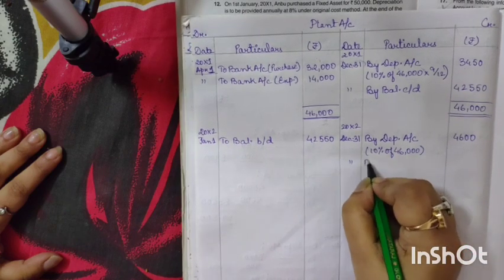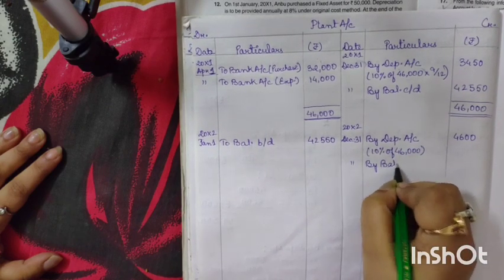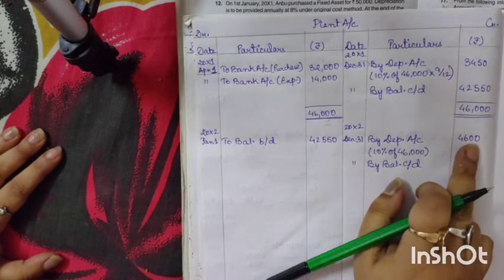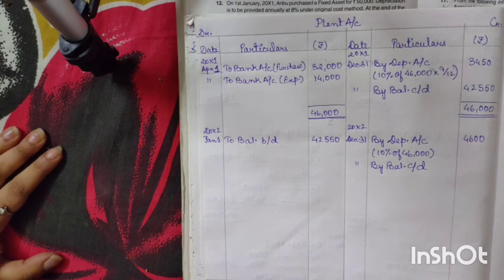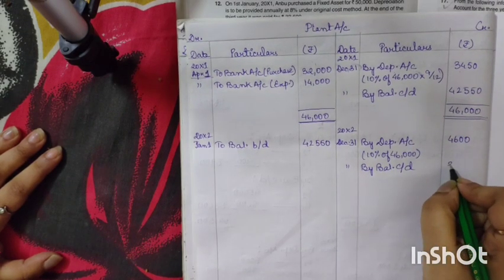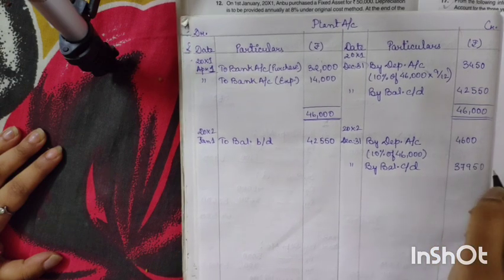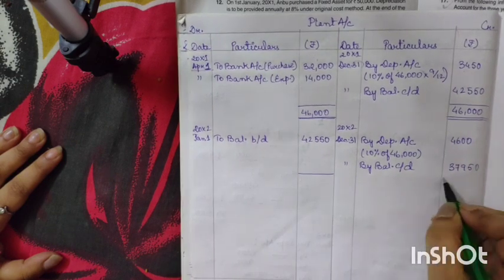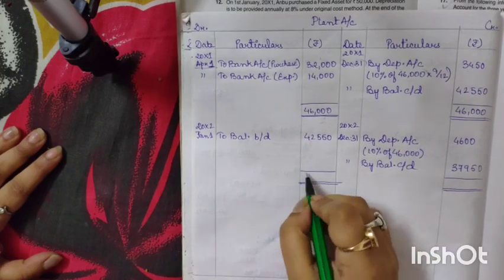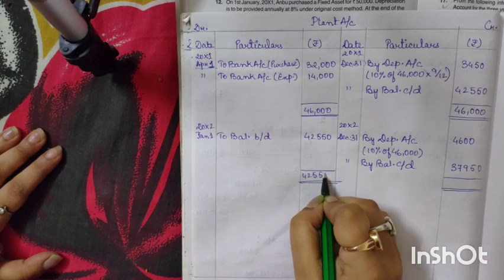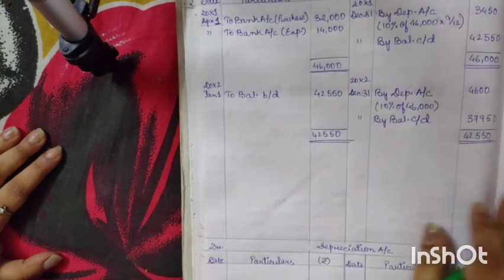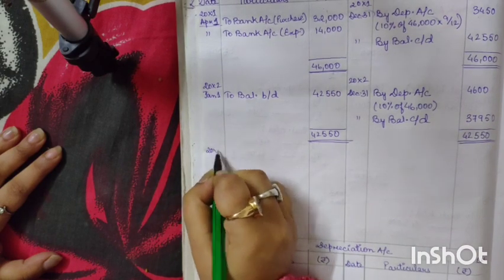So now again, by balance carried down. From 42,550, if we deduct 4,600, we will get 37,950. Okay. So now the total will be the same on both sides, 42,550. Here also it will be 42,550. Now come to the third year, 2003.